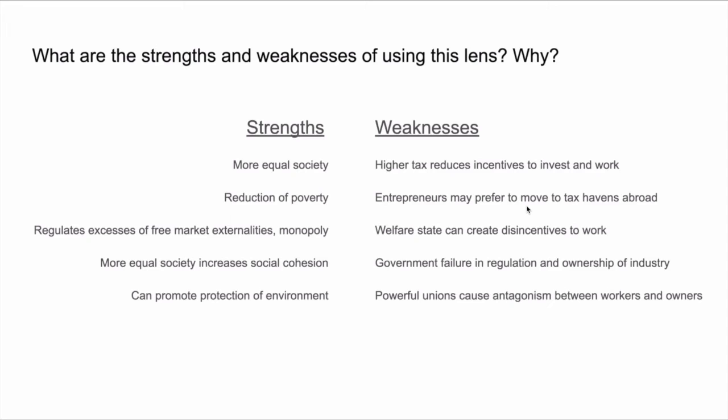So what are the strengths and weaknesses of using this lens, and why? The strengths would be a more equal society, reduction of poverty, and regulating excesses of free market externalities and monopoly. A more equal society increases social cohesion and can promote protection of the environment. Some of the weaknesses would include that higher tax reduces incentives to invest and work. Entrepreneurs may prefer to move to tax havens abroad. The welfare state can create disincentives to work. Government failure in regulation and ownership of industry, as well as powerful unions, cause antagonism between the workers and the owners.